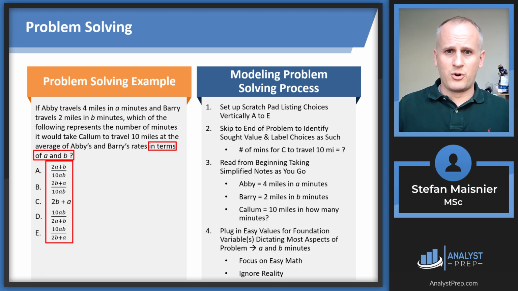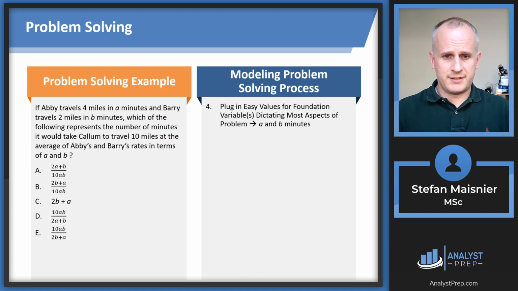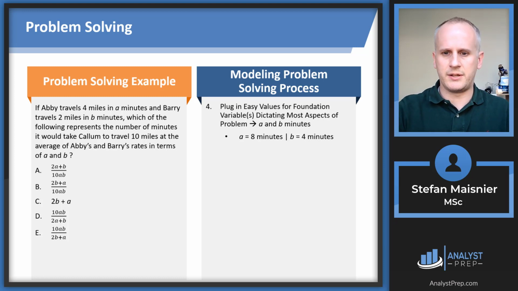But we're going to just ignore reality, make the math easy. That's the outcome we're looking for. So let's just continue on from step 4 here, and we're going to plug in those easy values. Starting out, we'll just pick A as being equal to 8 and B as being equal to 4, because this is going to produce really easy rates for us to calculate.